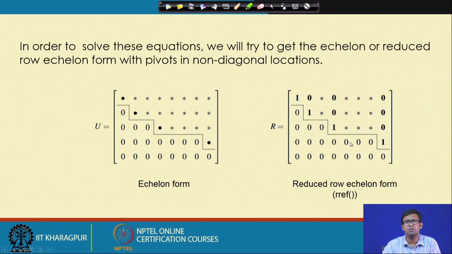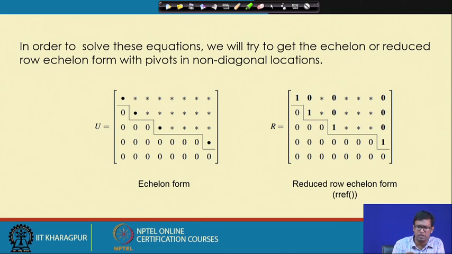In order to solve this equation Ax_p = b or Ax_n = 0, when I do not have a full rank matrix, when A is a singular matrix and A's determinant is 0, we will try to get echelon or reduced echelon form with pivots in non-diagonal locations. So, what is it? If we see the echelon form, it is like a step form. We discussed reduced echelon or echelon matrix when discussing Gauss-Jordan steps. Gauss-Jordan steps take a matrix A and give its reduced echelon form.